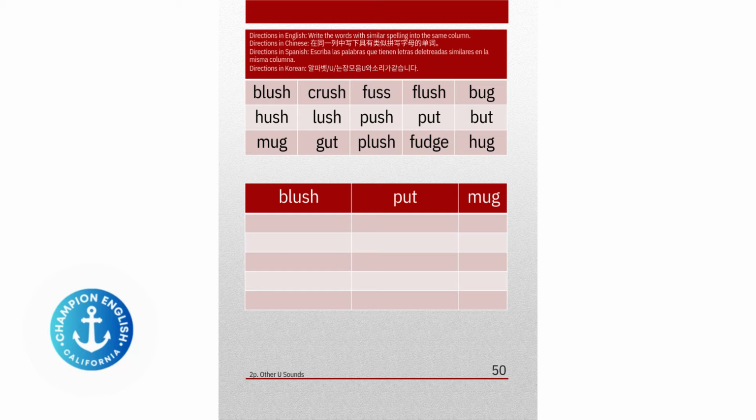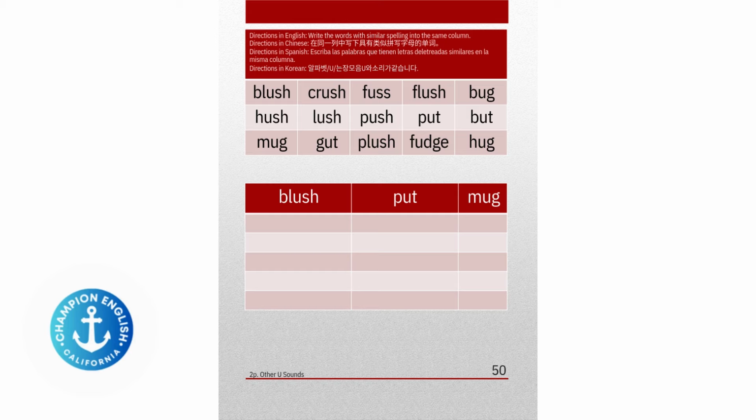Now that you've done that part, we're going to put the words in the right column with the same sounds. Can you say that with me? Same sounds. So if the word ends with USH, try to only put the same words with USH in that column. And if it ends with PUT, let's say that. Put. Put. That's right. Try to put the words with the UT in that column. And if it ends with MUG or UG, let's say UG. UG. That's right. In that column. So I'm going to give you 30 seconds to go ahead and put those words in that column. Ready and go.